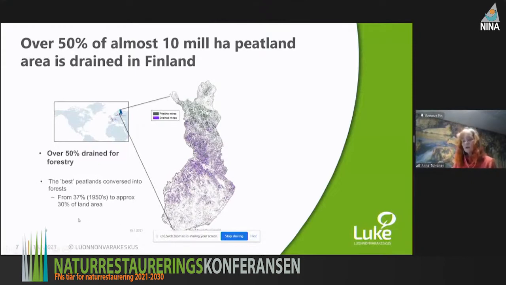And during the long history of drainage, the best peatlands, so the most productive peatlands, have actually changed their category. They are not even counted as peatlands anymore. They are forests nowadays. So originally we had as much as 37% of the land area as peatlands, but now it's 30 because that 7% unit has been changed to full forests. So it has been really successful in those areas.